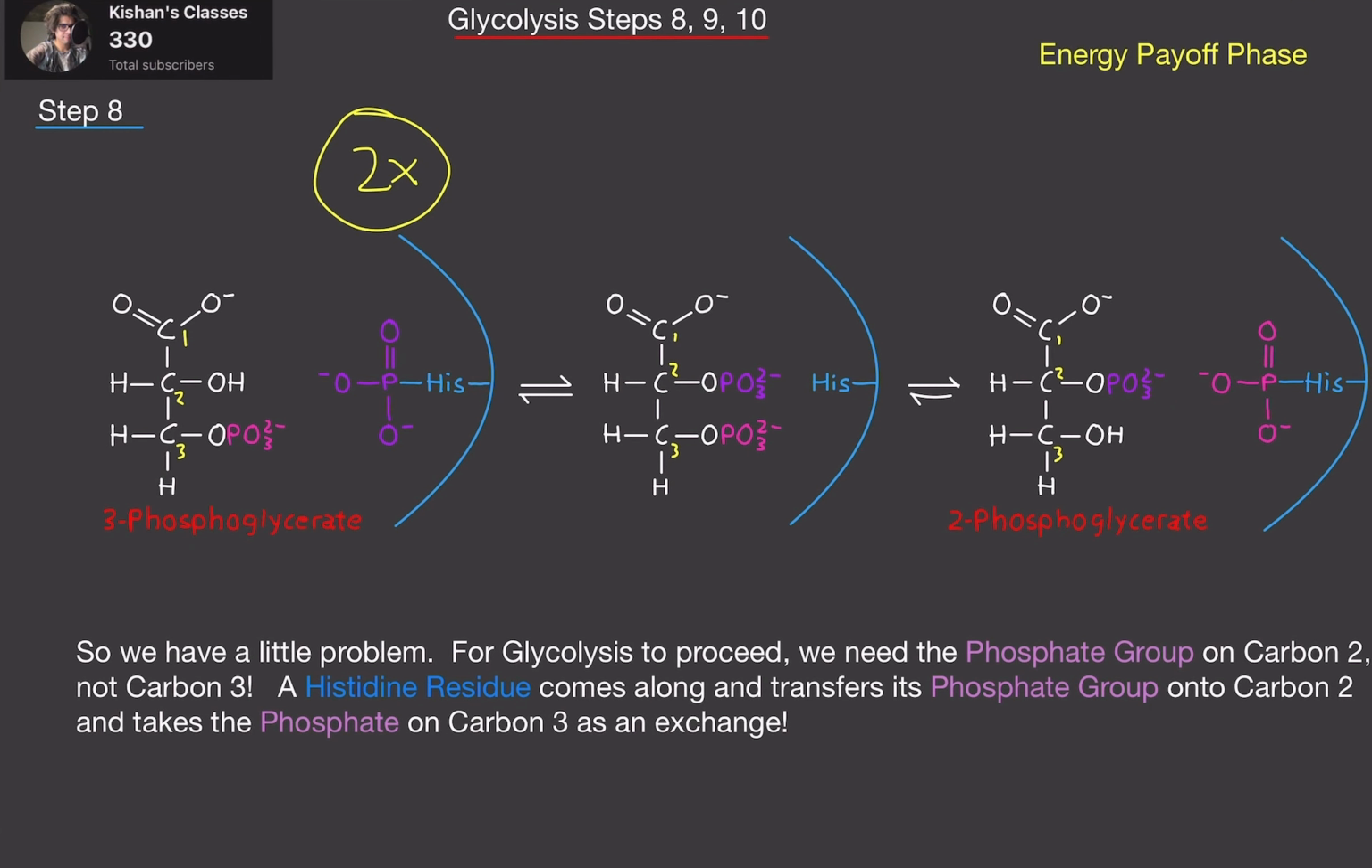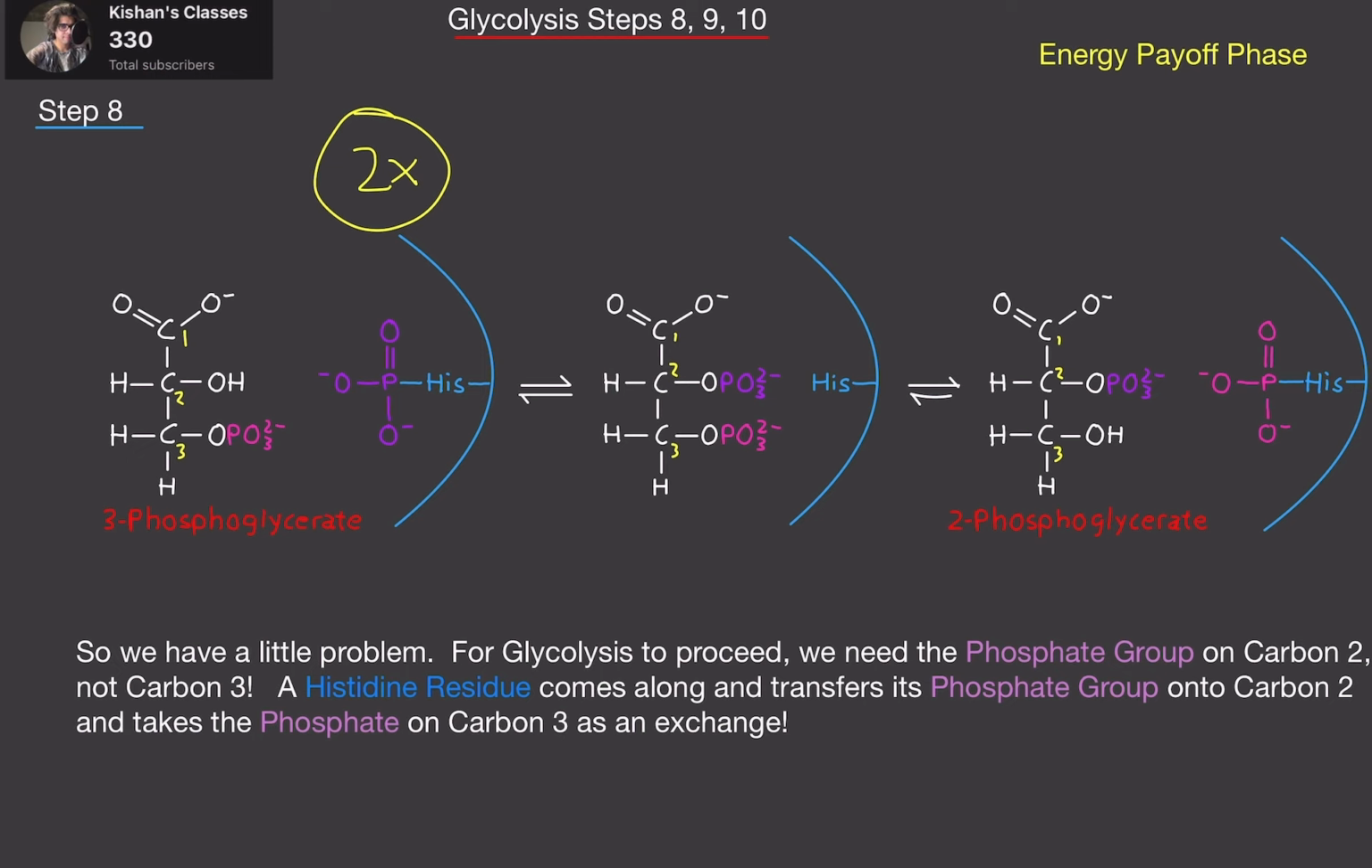For glycolysis to actually proceed, the phosphate group needs to be on carbon 2. Our body cannot do anything with phosphate on carbon number 3. So we need some way to make a phosphate group on carbon 2. So here's what our body does. There is a random histidine residue that actually came off an enzyme in another reaction. It's a mutase enzyme. You don't need to know that. But here's what you do need to know. This histidine residue, attached to it is a phosphate group.